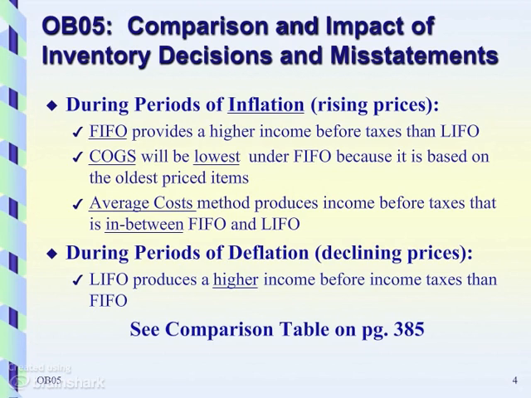During periods of deflation or declining prices, LIFO produces the highest income before taxes. It produces a higher income before taxes than does FIFO. You can see this on the table on page 385 in your textbook, or if you look at the comparison chart of the different costing methods that you created during the short exercises at the end of Chapter 8.